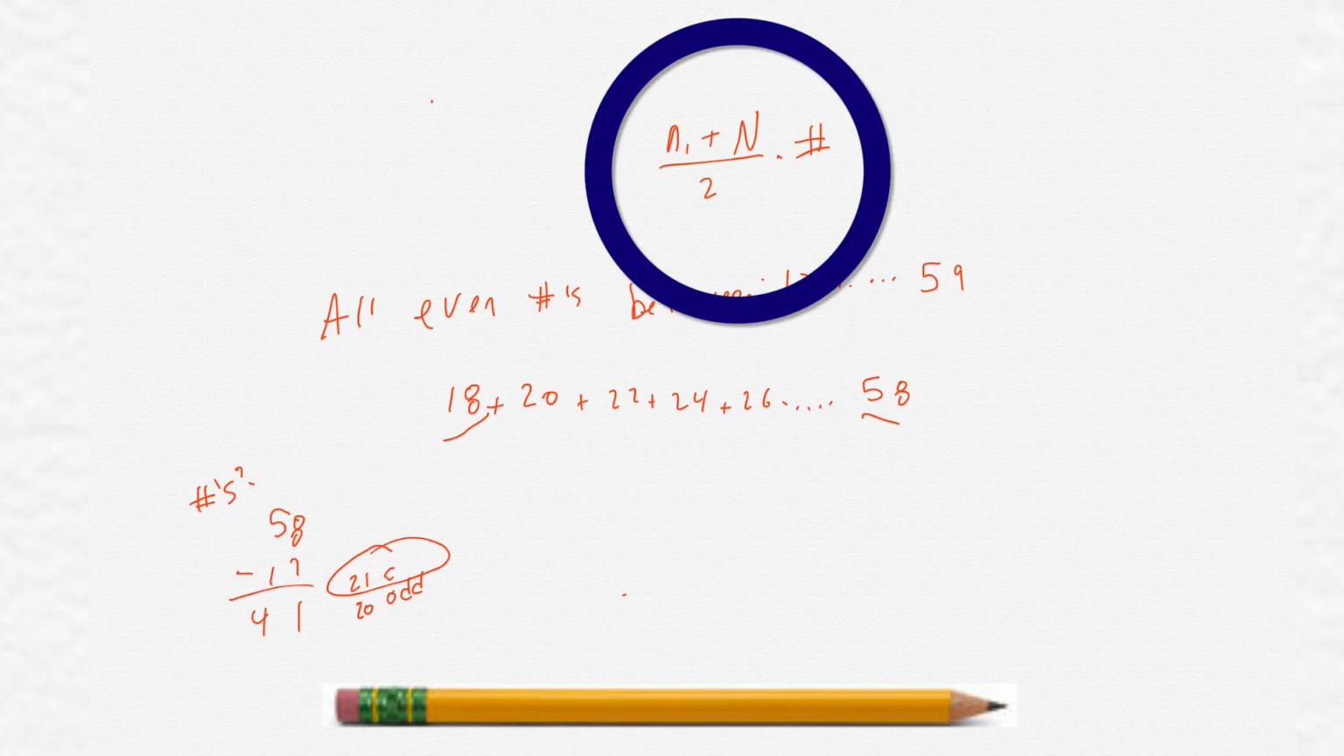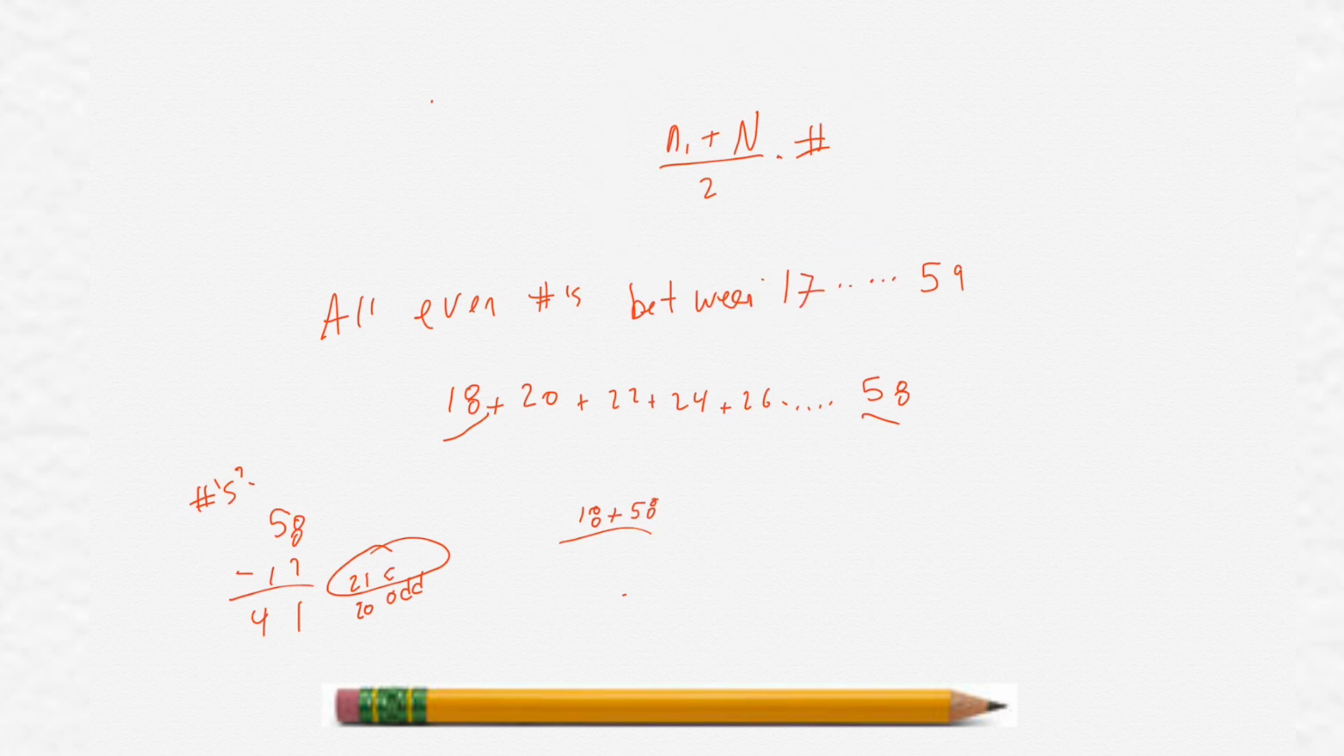So now let's do the formula. We go the first number plus the last number divided by 2 times the number of numbers, which is 21.